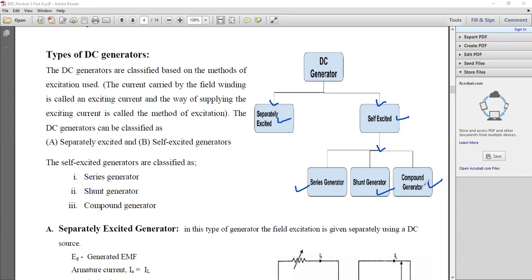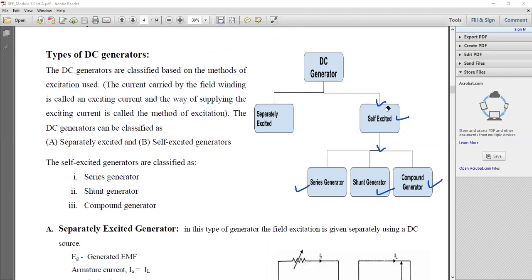So moving on to further discussion, how do you classify the DC generator? Yes, the main classification criterion is based on the methods of excitation. You can underline this point: based on the excitation. Note down this point, very important, based on the excitation. We'll be discussing this classification individually. First we'll discuss separately excited DC generator. Later on we'll come to self-excited DC generator. Also we are going to discuss their significance.